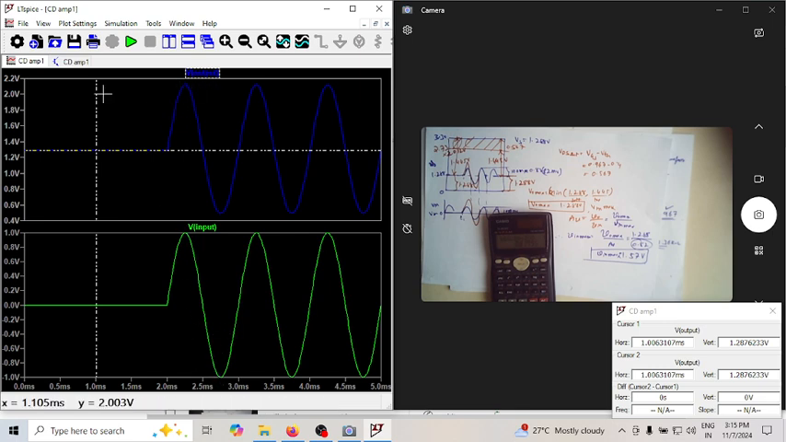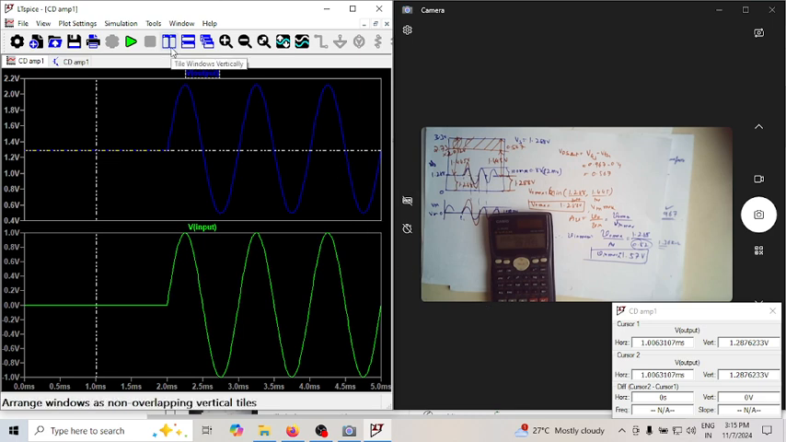Can you see the output is not going to this saturation level of 2.73? It's close to 2.1 or 2.2 volts, and it is not touching 0, meaning it is still swinging in the available swing.